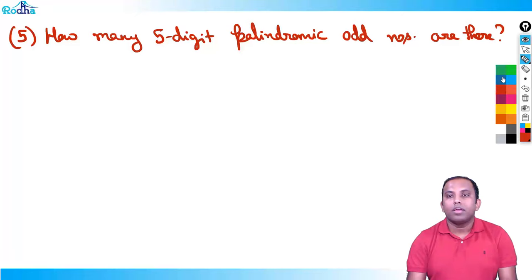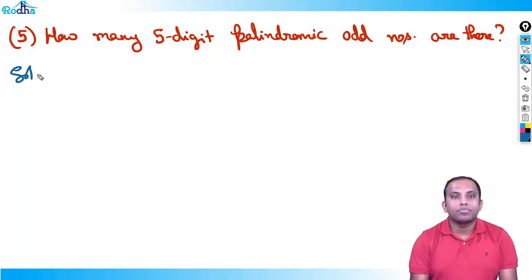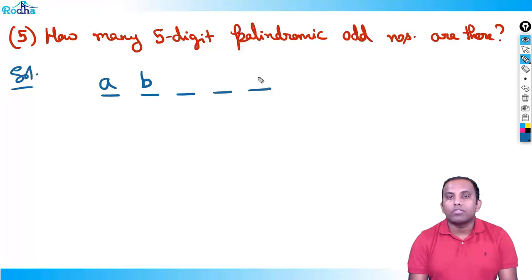Right. Now you see this case here. I want 5-digit palindromic odd numbers, right? So 5-digit means, okay, 1, 2, 3, 4, 5. It has to be of the form, let's say A, B. Then from right also it should read like A and B, right? So the middle digit is left, only one digit, let it be C. So from left to right, it reads like A, B, C, B, A. From right to left, it reads like A, B, C, B, A.